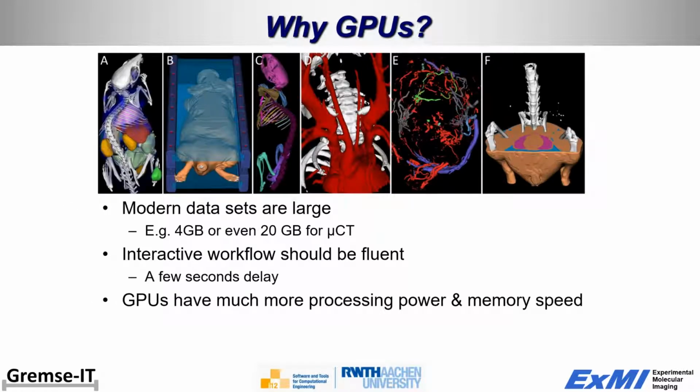Why does the software require a GPU? Modern data sets are typically large. They can be, for example, 4 gigabytes or even 20 gigabytes for a micro-CT data set. If you work with it interactively, your workflow should be fluent, and you can live with waiting a few seconds or ideally less. But if you have to wait minutes for every processing step, it becomes very inefficient. And the GPUs just have the processing power and memory speed to achieve that interactive processing.